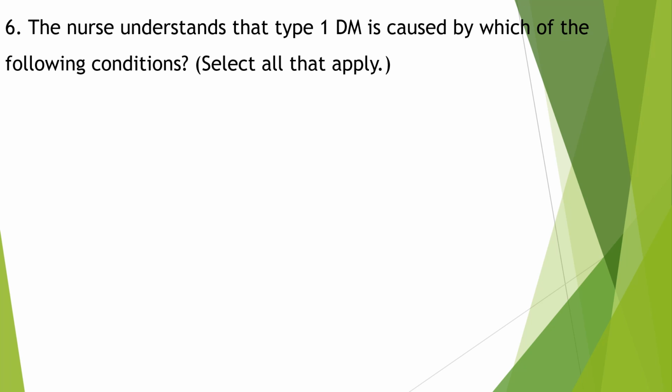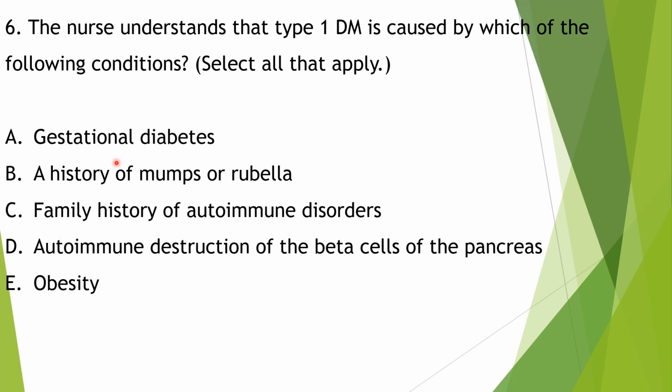The nurse understands that type 1 diabetes mellitus is caused by which of the following conditions? Gestational diabetes, a history of mumps or rubella, family history of autoimmune disorders, autoimmune destruction of the beta cells of the pancreas, obesity. Type 1 diabetes mellitus is caused by an autoimmune process in which the insulin producing beta cells of the pancreas are destroyed. The triggers are not fully understood, but a history of mumps and rubella are also sometimes implicated in type 1 diabetes mellitus.